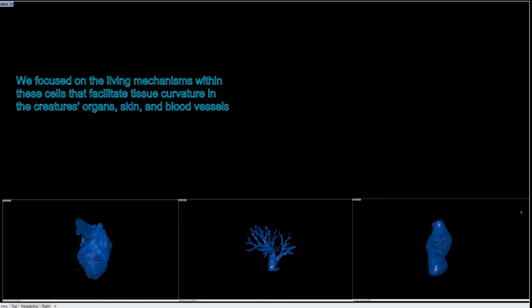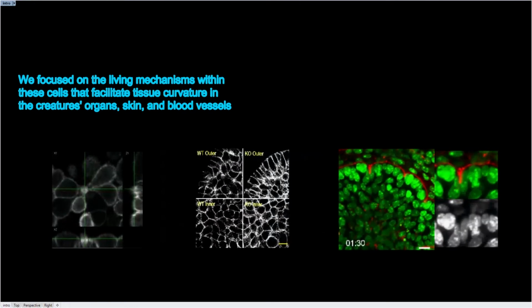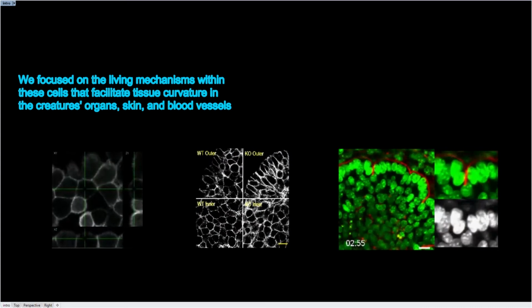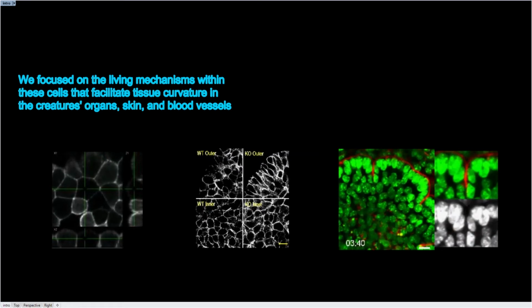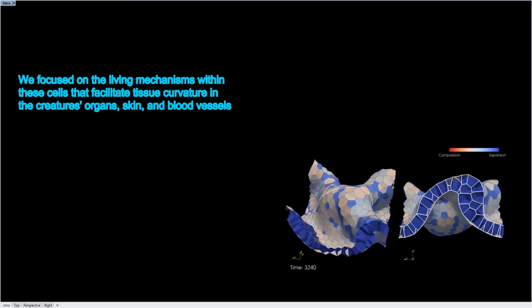We focused on the living mechanisms within these cells that facilitate tissue curvature in the organs, skin, and blood vessels, as epithelial cells are capable of reorganizing themselves into different shapes to envelop cavities. This capability allows epithelial tissue to establish barriers for the creature's body from the external environment and deform the barriers to fit with the environment.